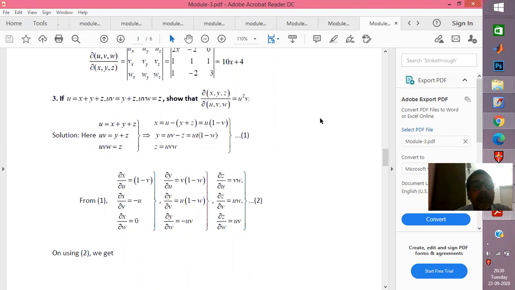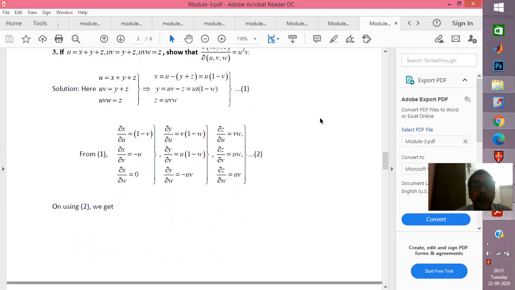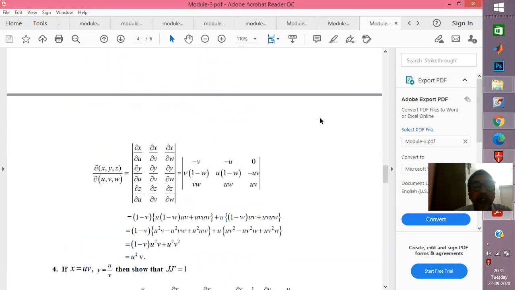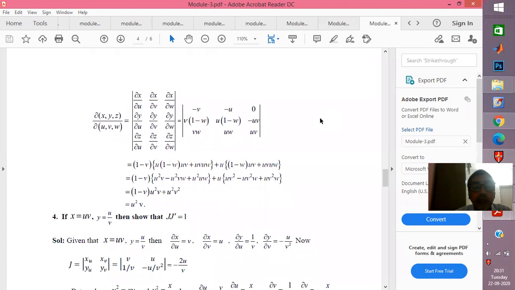The third one requires a little bit of manipulation before you can work out the Jacobian. u, v, and w are expressed in terms of x, y, z, but we need the Jacobian of x, y, z in terms of u, v, w. Therefore, you have to do some reverse engineering and find out x, y, and z in terms of u, v, and w. That will take a bit of time. And once it is there, you can easily find out the partial derivatives of x, y, z in terms of u, v, and w. Plug into the Jacobian rule that you can see, and then careful expansion and simplification will give you u square v.